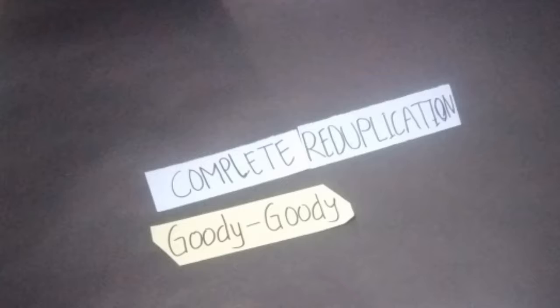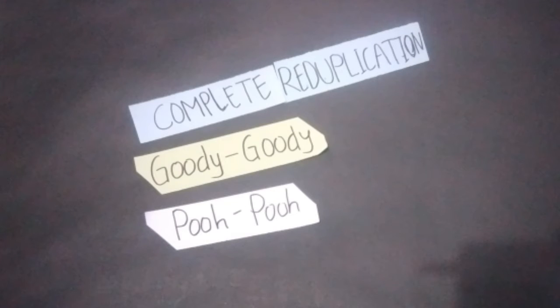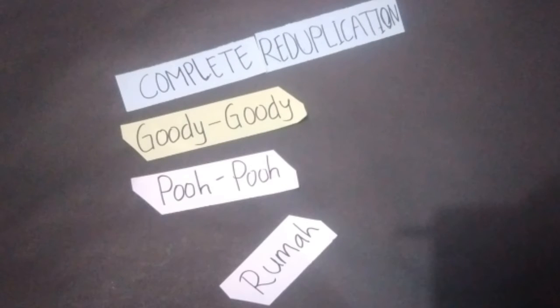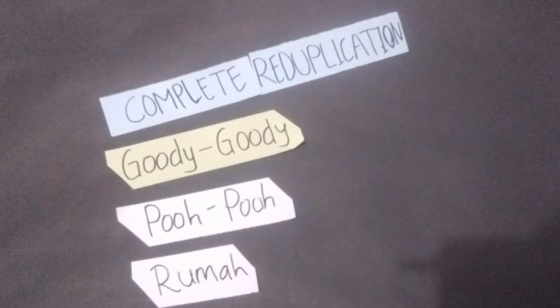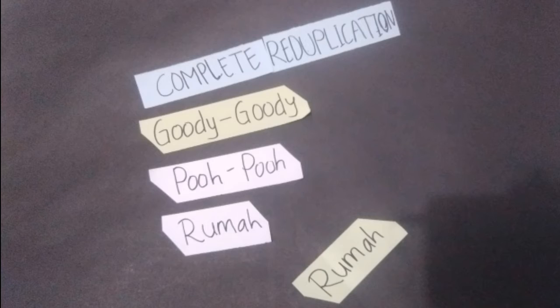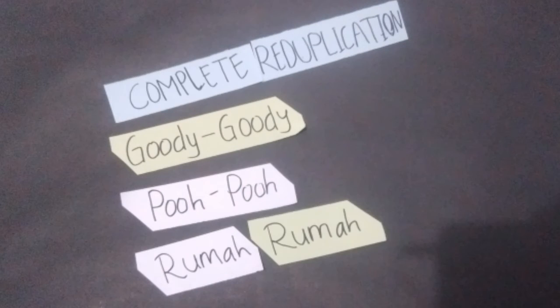An example of the complete reduplications is first, goody-goody, and the second is puh-puh. And in Indonesian, I have an example: for singular is rumah, and then for plural is rumah-rumah. Plurality is another common meaning of reduplicated forms.